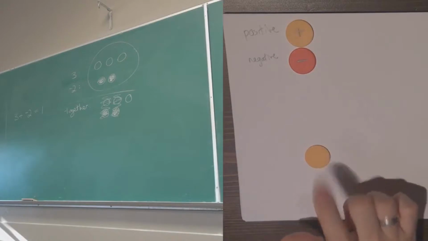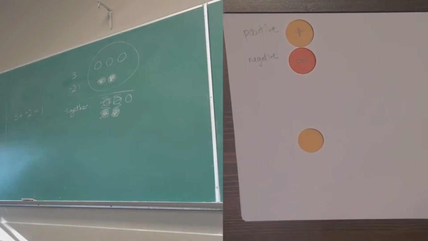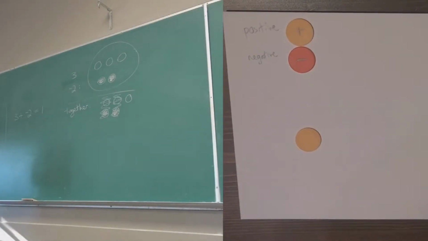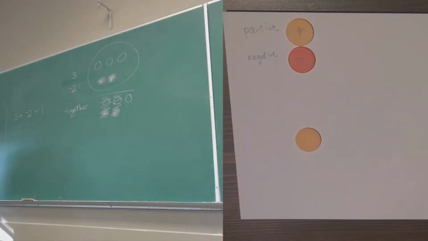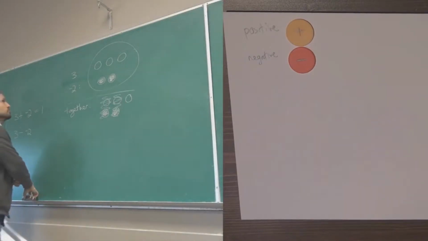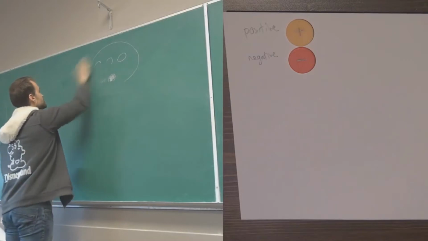That is, I guess, a rule. It is intuitive when you think about it. A negative and a positive together can be removed from the table. What else do I have? 3 minus negative 2. Any questions on that one? Positive, negative, 1 to 1 can be removed from the table.